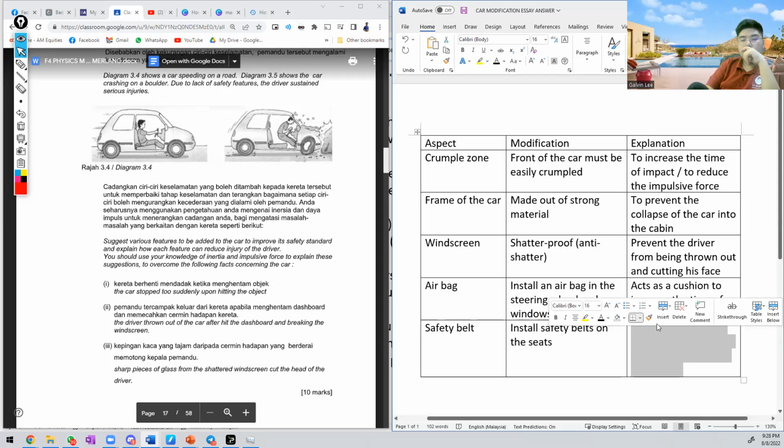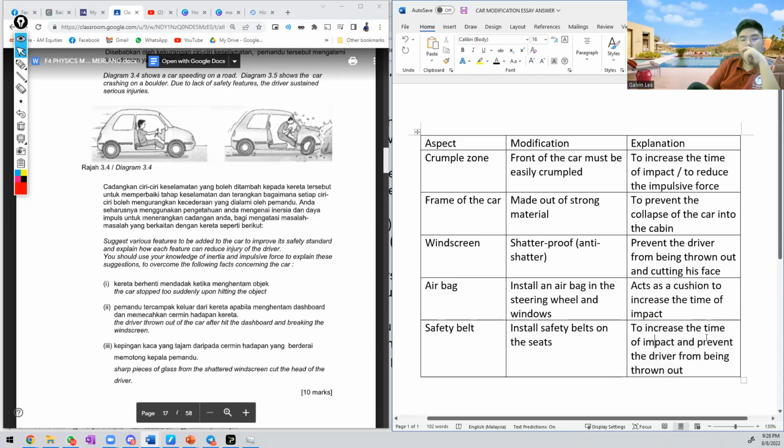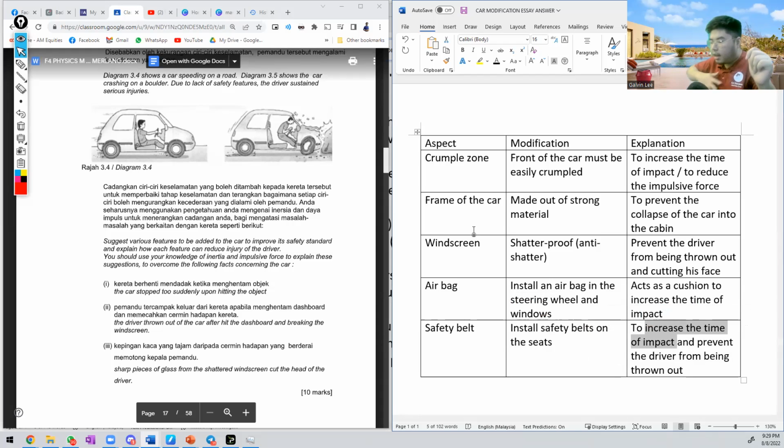Function: to increase the time of impact, prevent the driver from being thrown out. Increase the time of impact here. How? When you are being held by the safety belt, you will stay in a position where it absorbs all the shock. A safety belt will help you to absorb the shock. They increase the time of impact. Then later on also prevent you from flying out of the car. So with this answer, 10 marks confirmed.